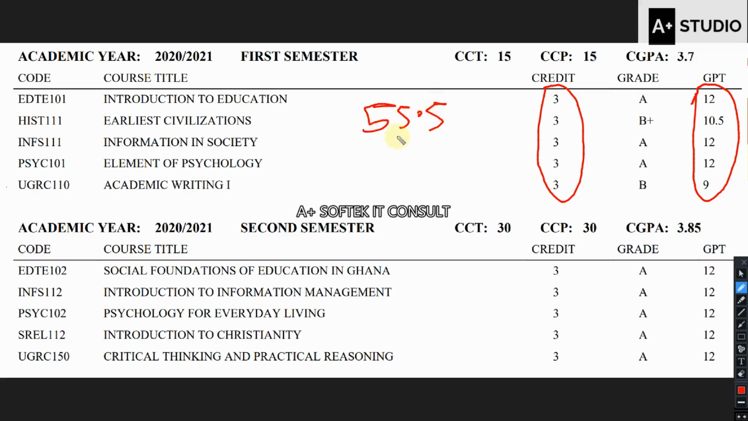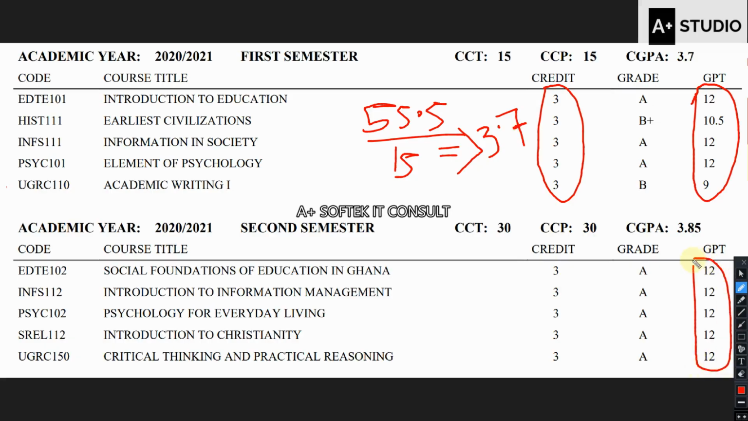So remember that we had 55.5 divided by 15, giving us, I think, 3.7. Sorry, 3.7. Okay, not 3.85, 3.7 when we divided. Let me see. I did it off it, the first one. 15. Yes, 3.7. So let's do the same for this.